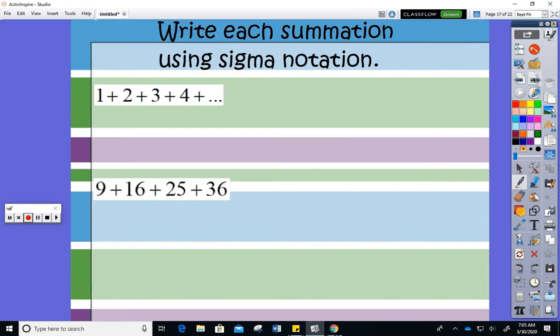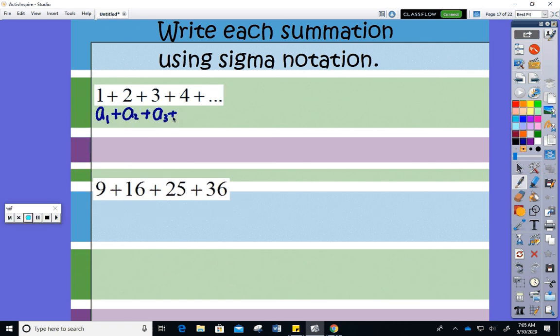Okay, so let's take a look at this problem. Now let me remind you, we talked about this last year, that there's always multiple ways to write summation notation when you're doing something like what I'm about to show you. So there's more than one way. On this first problem, I would probably keep it simple.